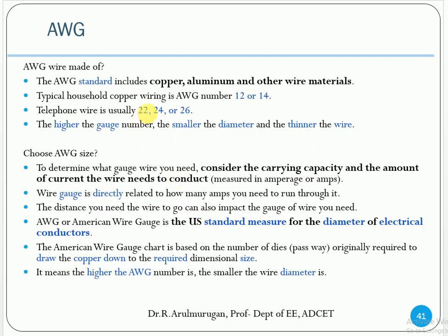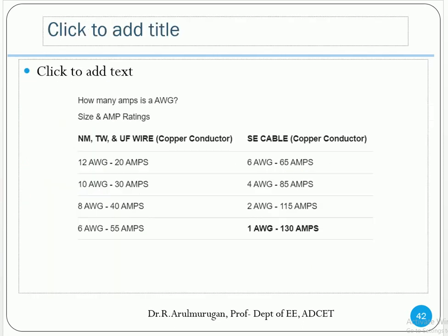So for telephone lines, 22 AWG, 24, 26. For household appliances, 12 is enough. I don't want 50. So 12, 14 AWG you can use. So this is about AWG with respect to the amps.